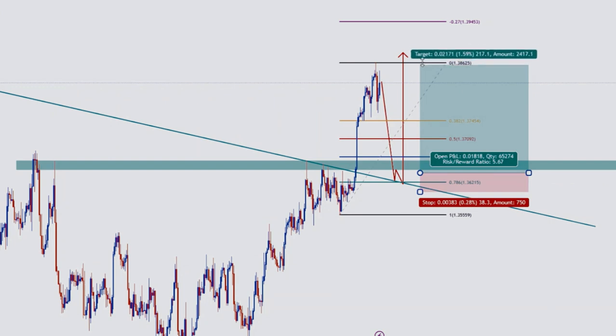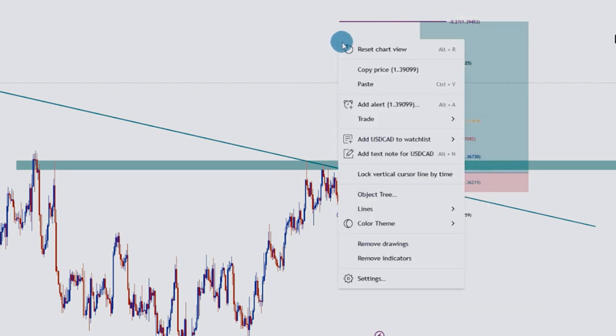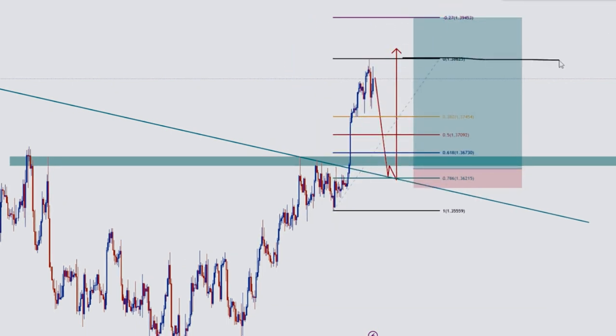This zone is going to be our first take profit, while the Fibonacci extension level is going to be our final take profit. This zone is going to be our take profit 1, while this space is going to be our take profit 2 on USD against Canadian dollar. Remember, no signal, no entry.